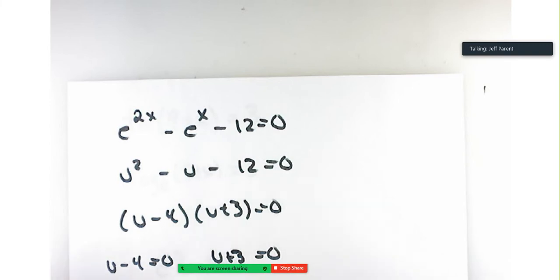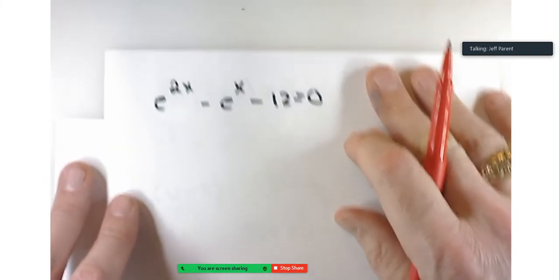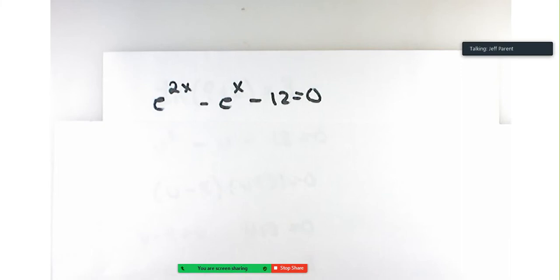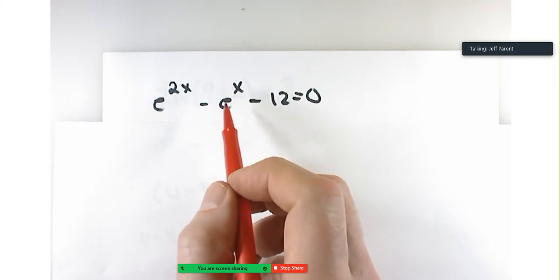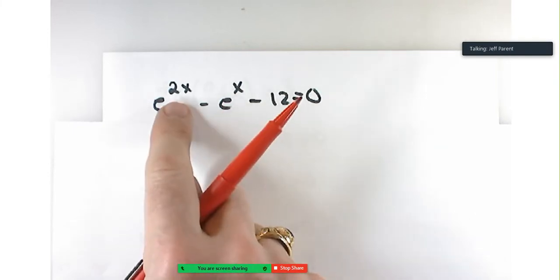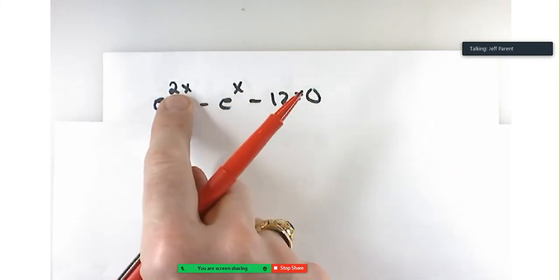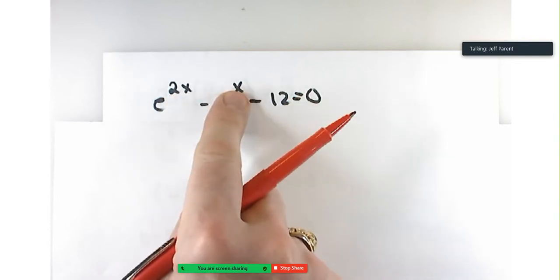Going back to our exponential equations. This one's a WebAssign problem. I was a little surprised to see it there, but it reminds me of the stuff that we did in Math 1150. This equation is quadratic in form, and you can tell it's quadratic in form because the first exponent is twice the middle exponent.